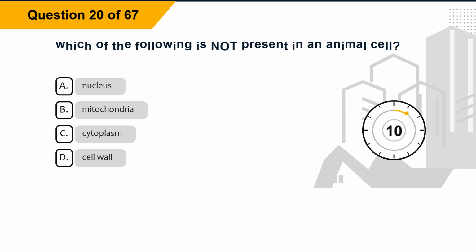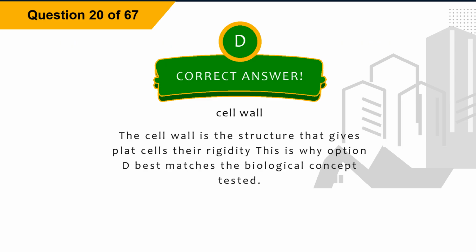Question 20. Which of the following is not present in an animal cell? Option A, nucleus. Option B, mitochondria. Option C, cytoplasm. Option D, cell wall. The correct answer is option D, cell wall. Explanation. The cell wall is the structure that gives plant cells their rigidity. This is why option D best matches the biological concept tested.